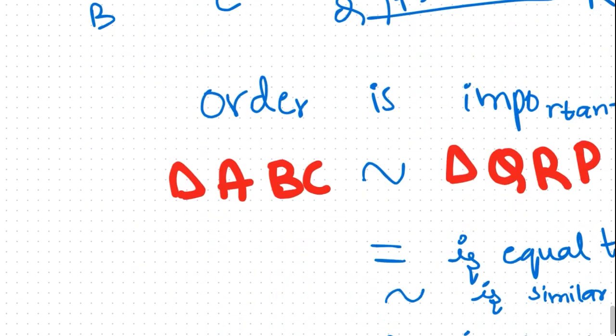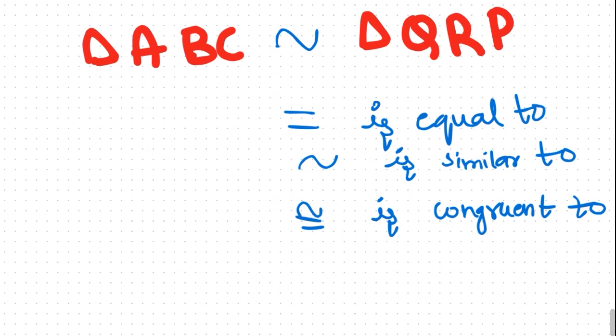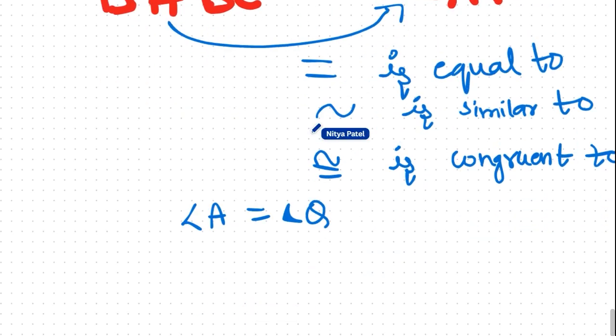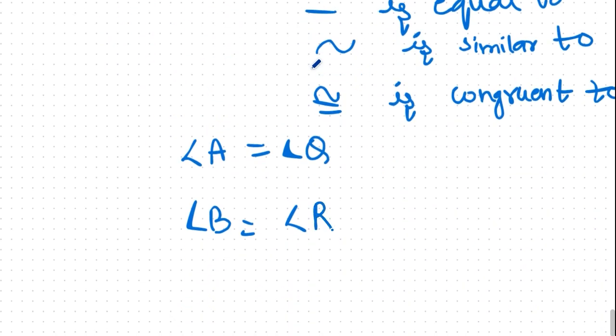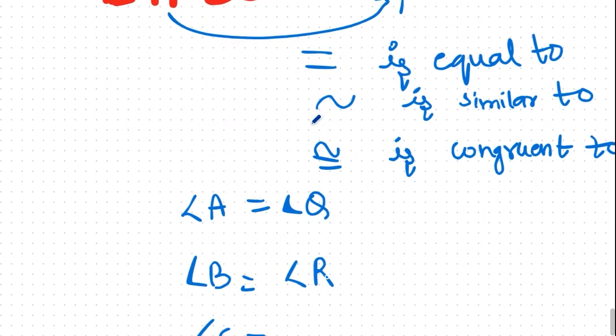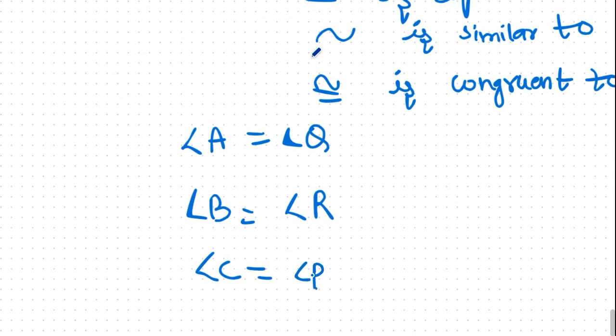So the order in which you write is important, because A corresponds to Q. Therefore, angle A is angle Q, angle B is angle R, and angle C is angle P. So this is about similarity basics.